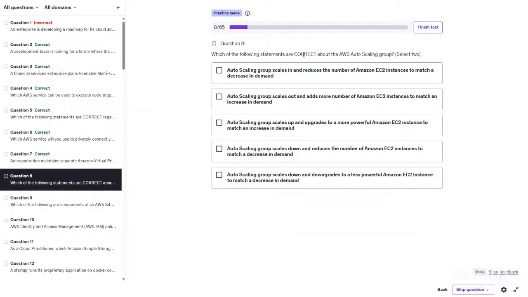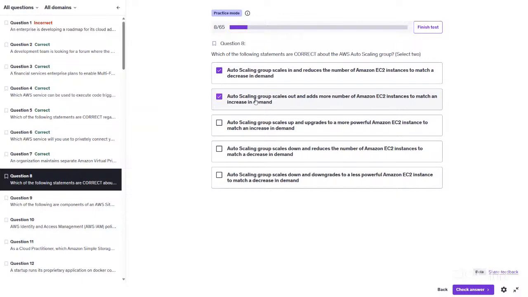All right, which of the following statements are correct about the auto-scaling group? It's just checking your understanding of how auto-scaling works. Does this scale in and reduce the number of EC2s to match a decrease in demand? That's true. It scales in. The opposite of in is what? Out. So it scales out and adds more EC2s to match increased demand.